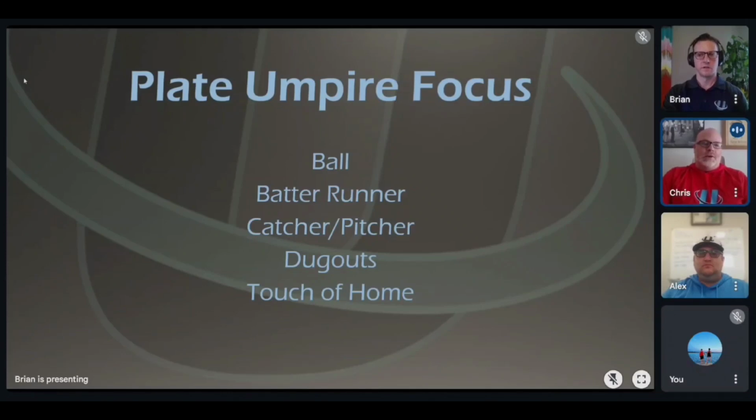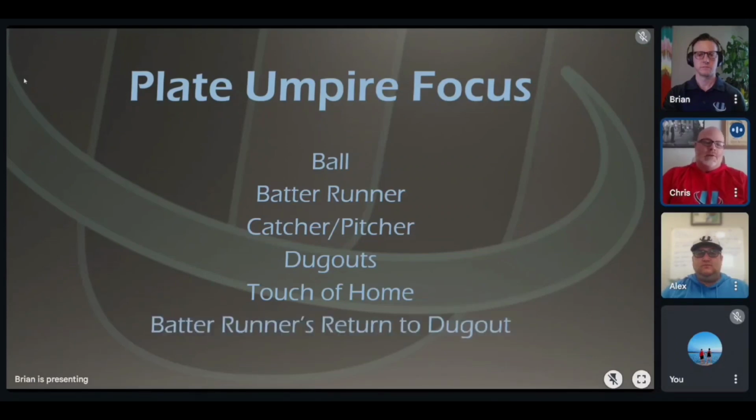And then when we start talking about the touch of home, really it's just having an overall engagement with that batter runner all around the bases. And specifically, we talk about as they round and touch third base on their way home, what the catcher and pitcher are doing, the dugouts, what they're saying, and as that batter runner touches home plate, what the interactions are.